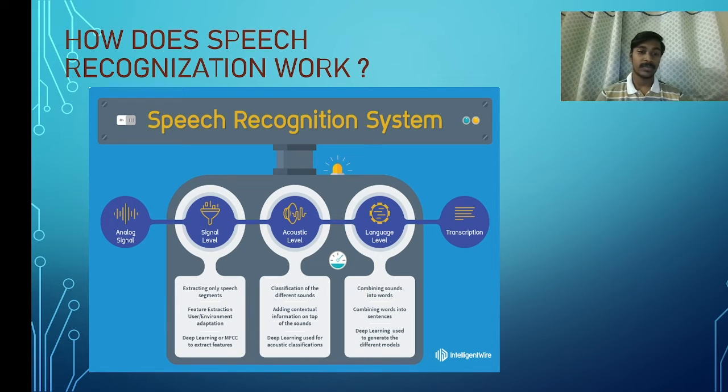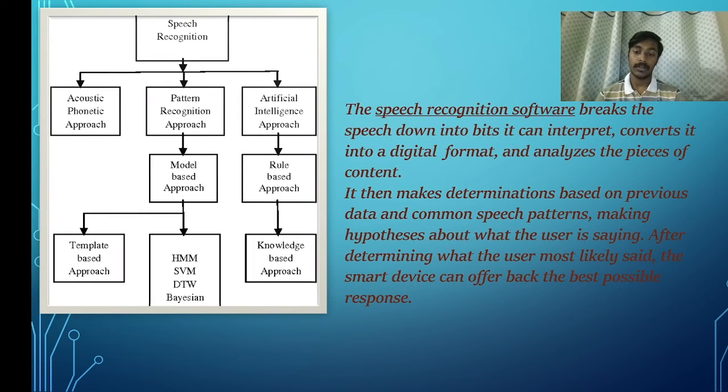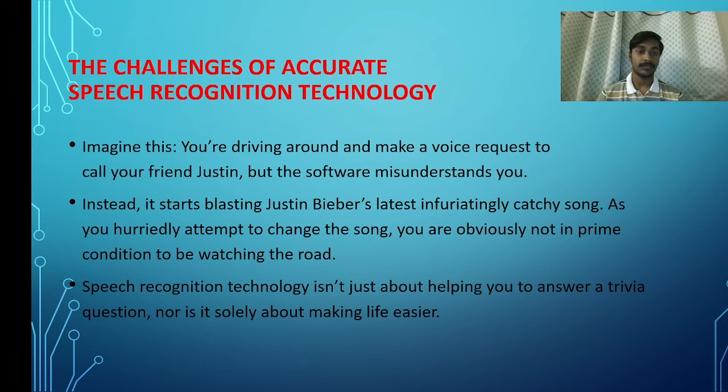And this is how speech recognition works. First, an analog signal is sent, and it measures the signal level and classifies the different sounds. Deep learning is used in acoustic classification. Then, combining the sounds into words and the words into sentences is known as the language level, and then it transcribes the given analog signal. Now, an application of CFG can also be used in phonic systems.